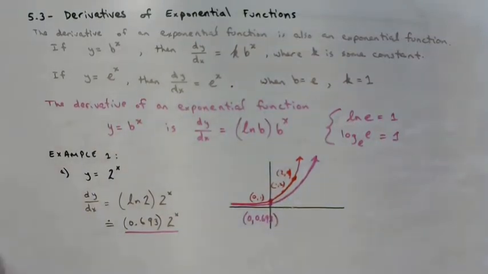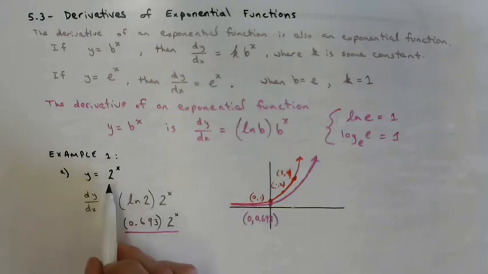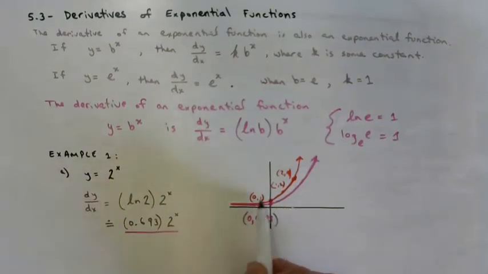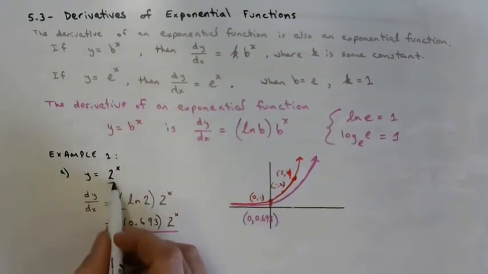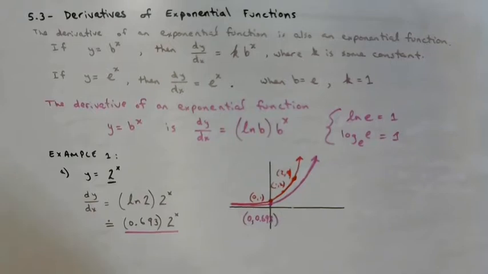Now, trivia question, when will this change? When will the derivative of y equals some base to the power of x grow faster than the original graph? I don't think it ever will. Well, if the constant's smaller, or if it's less than 1. So that's what we're asking. When will this constant be less than 1?